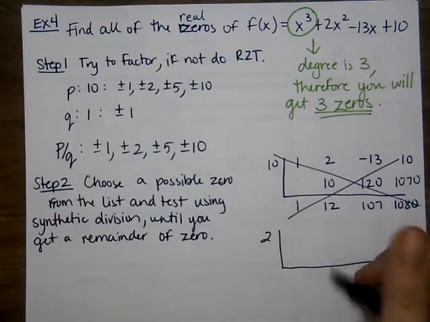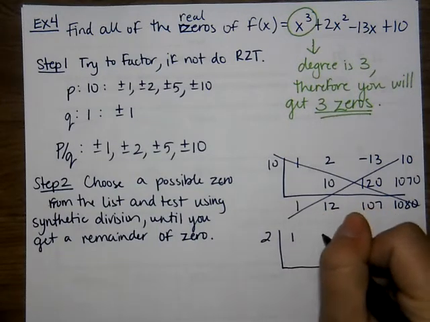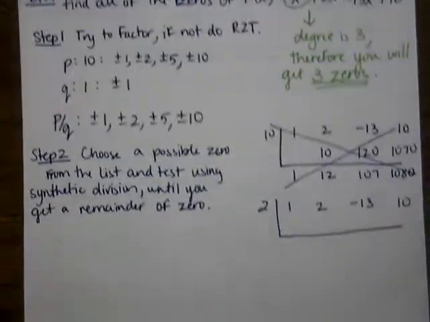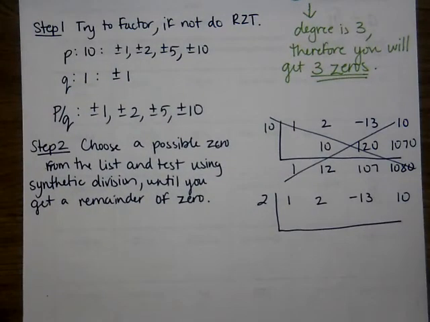So I do synthetic division again. So 2 is on the outside, and I have 1, 2, negative 13, and 10. I'm going to stop talking, and you're going to try to do the synthetic division on your own.